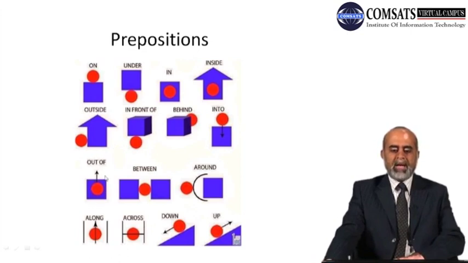Okay, look at the next preposition here, out of. The ball is coming out of the box. Or you can give someone an instruction, you can say, please bring the ball out of the box. And here again you see an outward arrow. So this is a preposition of movement. The next one is between two objects. So the ball is between the two boxes.